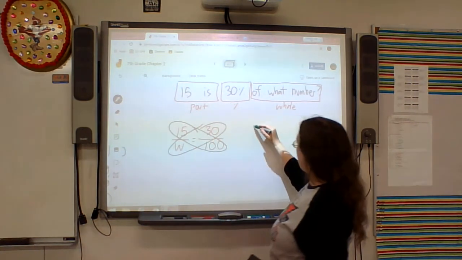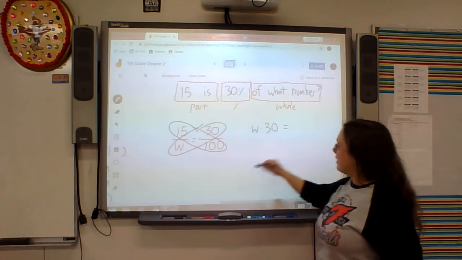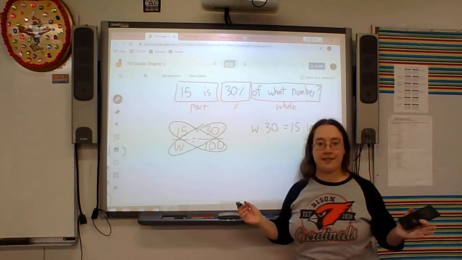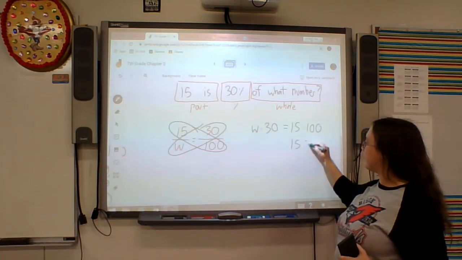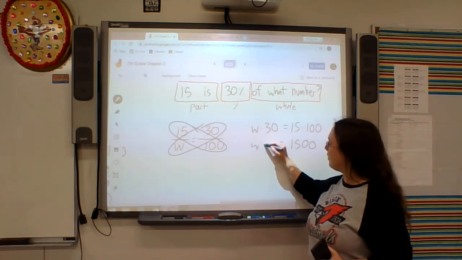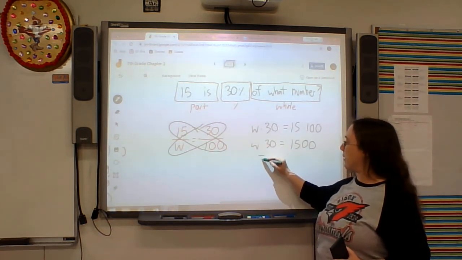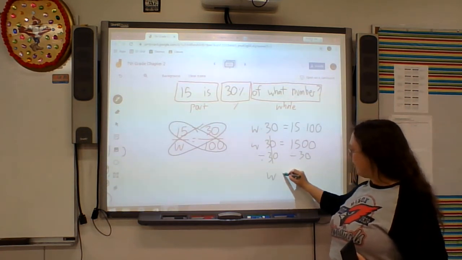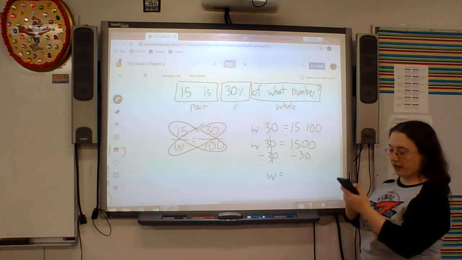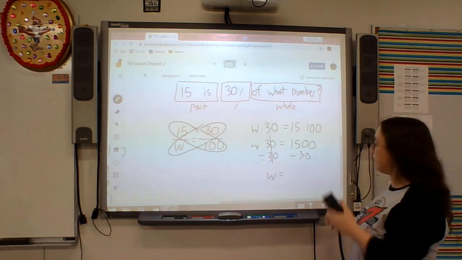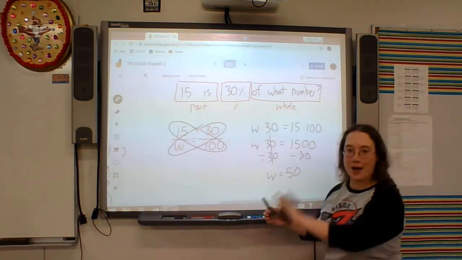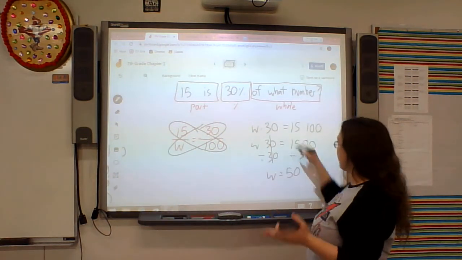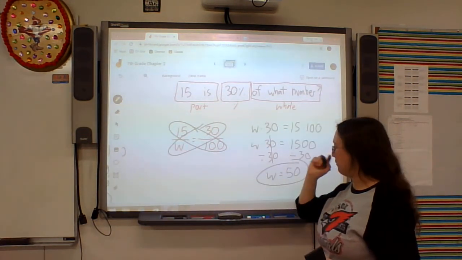So we got W times 30 equals 15 times 100. And again, multiplying by 100 is the same thing as sticking 2 zeros on the end. And then we're going to get rid of multiplying by 30 by dividing by 30. And then 1500 divided by 30 should give you 50. Yep. And again, if you happen to realize that back here, just because this fraction is half of this fraction, that's fine. If you didn't and you went through and you butterflied it, that's also fine. You end up with the same thing.